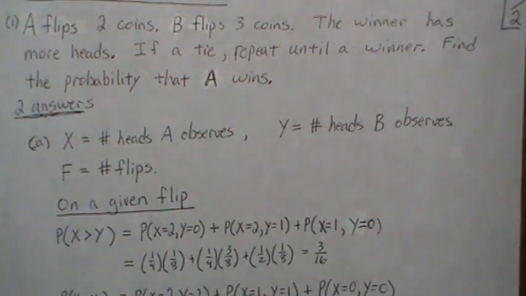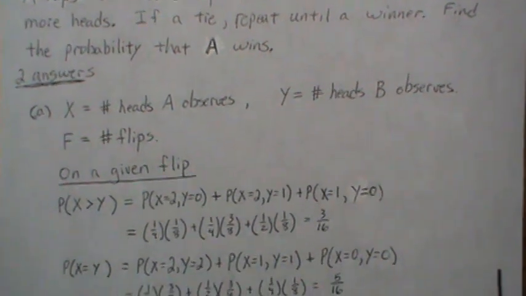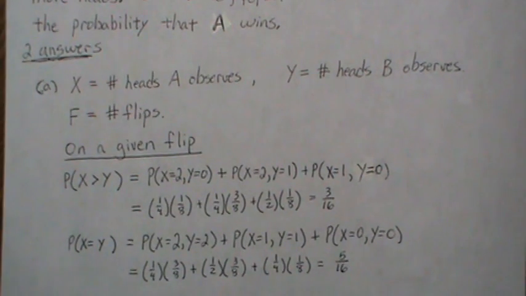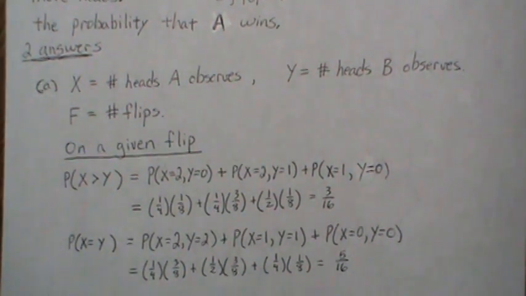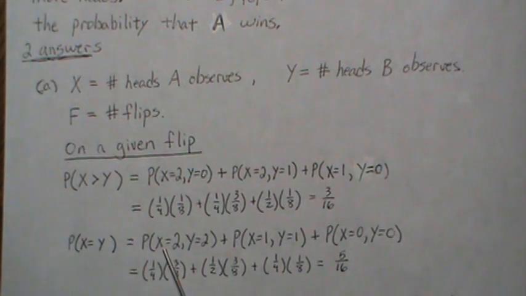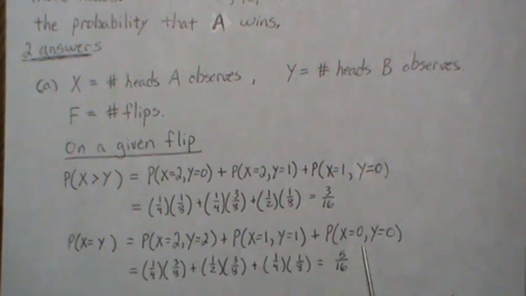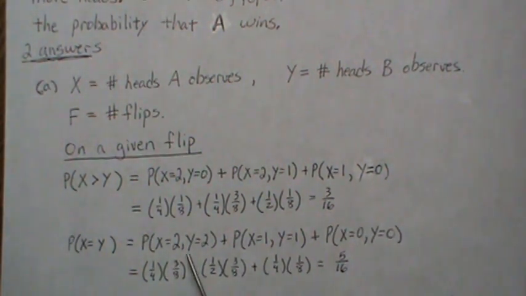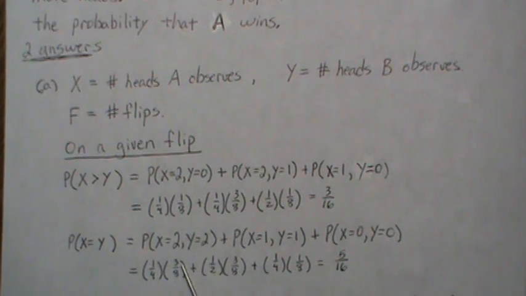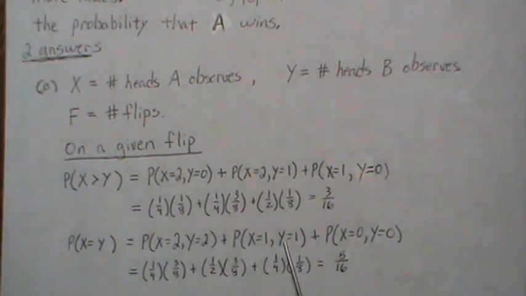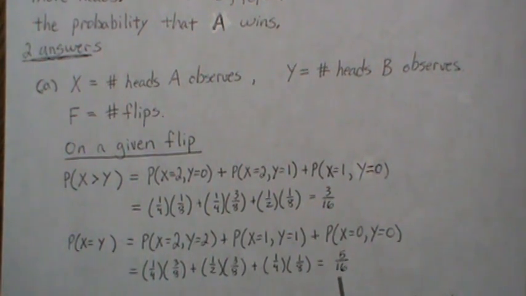But that's on any given flip, and they could tie. So what's the probability of a tie on a given flip? It's the probability that X is 2 and Y is 2, X is 1 and Y is 1, X is 0 and Y is 0, and then the respective probabilities of each of those. And so the probability of a tie on any given flip is 5/16.